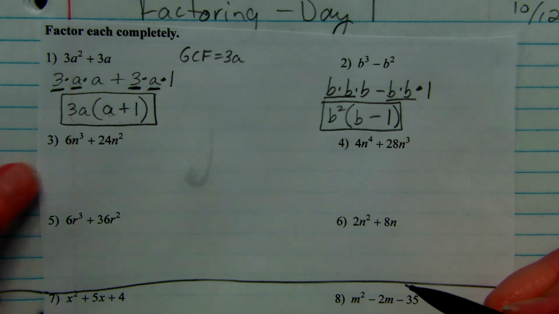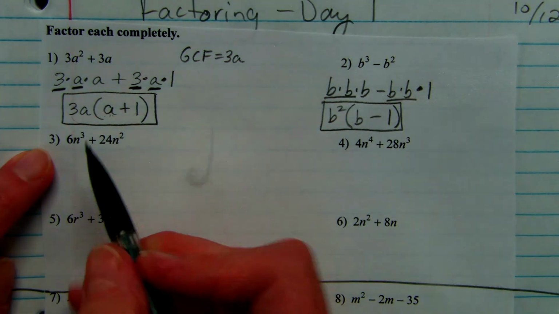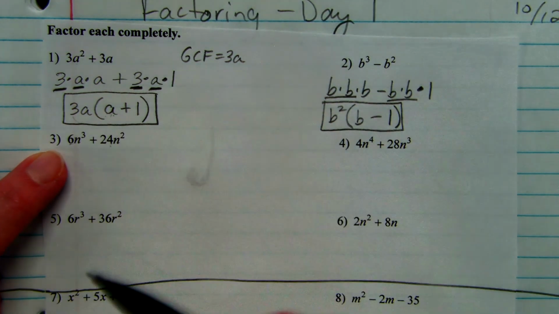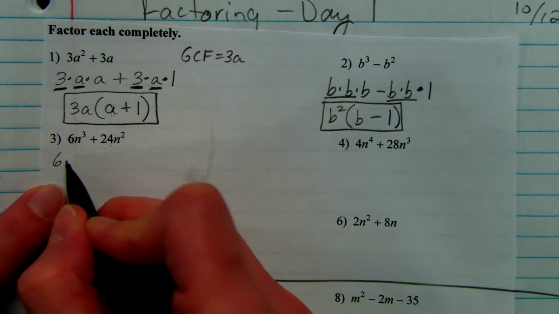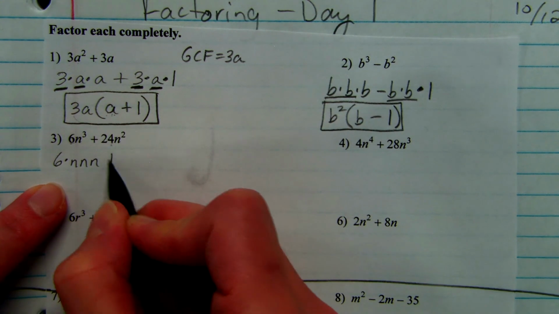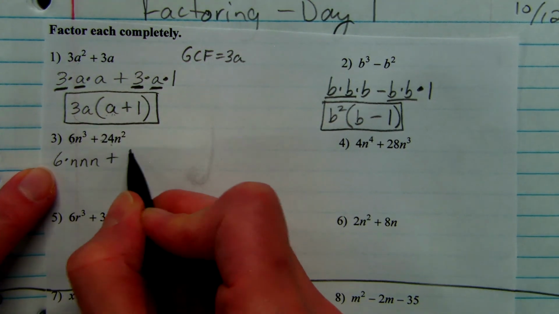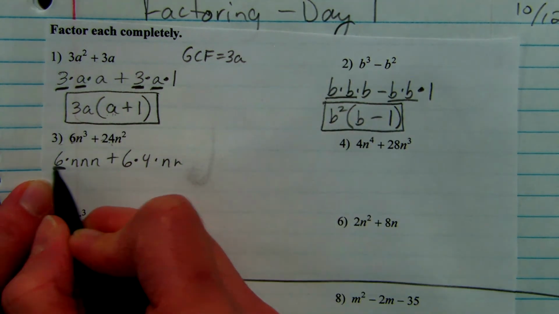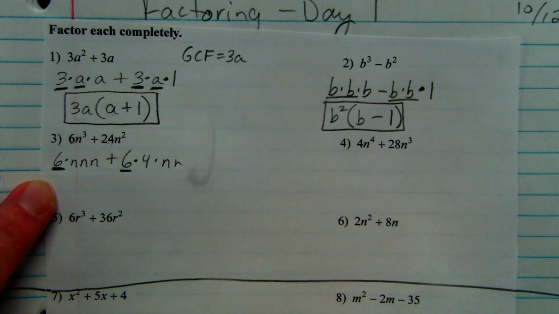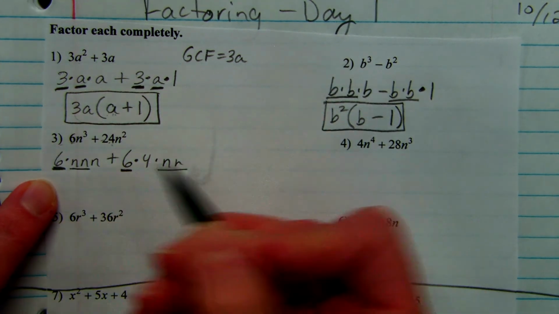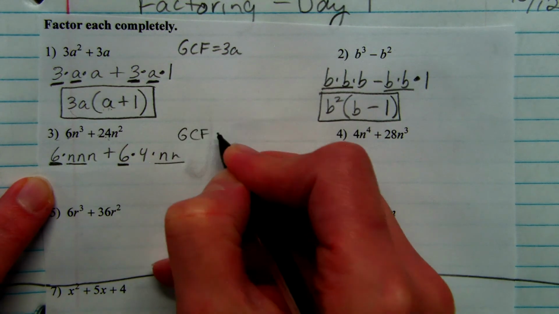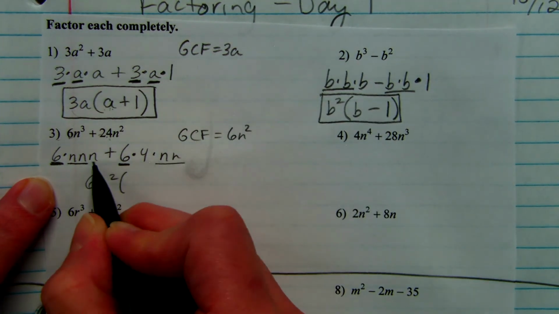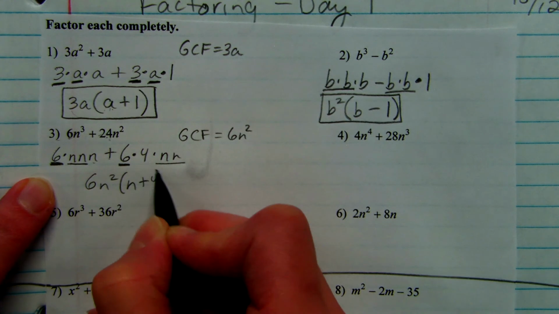All right, on number 3, it gets a little bit more complicated because I have a 6 and a 24, and I want to think about greatest common factor for 6 and 24. 6, it goes into 24. So I'm going to write it 6 and then n, and then I'm going to write 24 as 6 times 4. And then n and n. So if both of these have a greatest common factor of 6, we make sure we write it with the 6, and then we take out as many n's as we can, which would be an n squared. So my greatest common factor, if you will, is 6n squared, and that's what we're taking out. And then what's left is n plus 4.